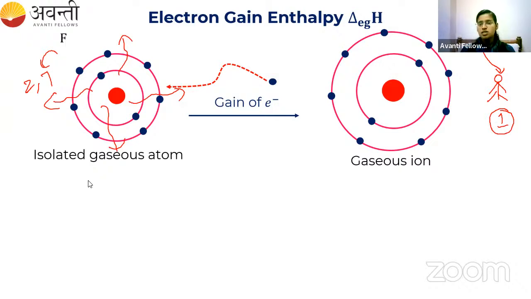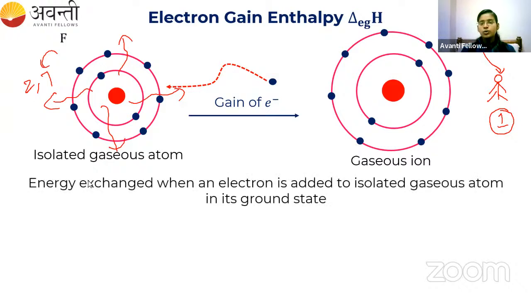The same thing happens here also. An atom is there. We are throwing the electron. We are putting an electron from outside onto this atom. And during that time, some amount of energy will be released from that atom, and that energy exchanged when an electron is added to an isolated gaseous atom in its ground state is called electron gain enthalpy.